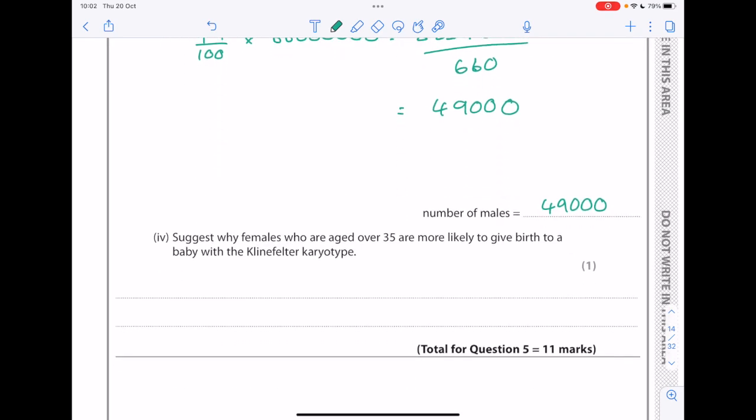Suggest why females who are aged over 35 are more likely to give birth to a baby with Klinefelter karyotype. Simply because the female's eggs, the gametes, are older and therefore more susceptible to the sort of mutations which would lead to the ineffective separation of the chromosomes.